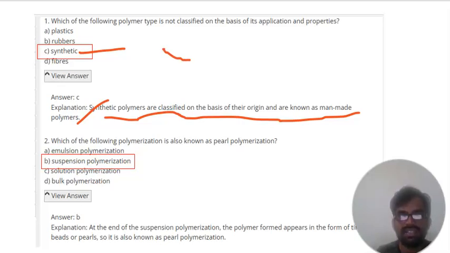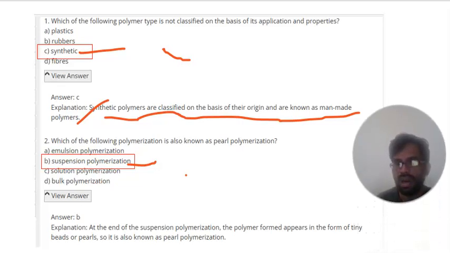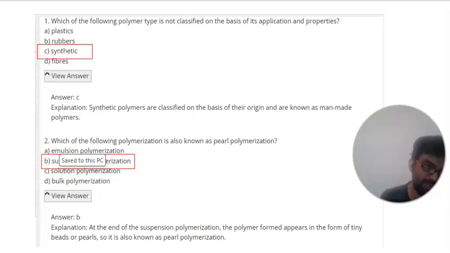Okay, next one: which of the following polymerizations is also known as pearl polymerization? Here you can see the answer is B, suspension polymerization. You can see the explanation: in suspension polymerization, the polymers are formed in the form of tiny beads or pearls, known as pearl polymerization. So B is the right answer. This has already come in earlier competitive exams.